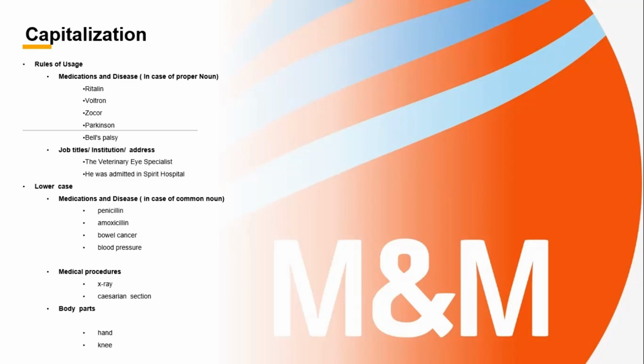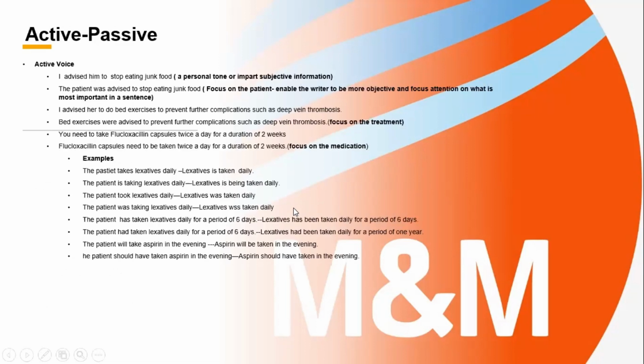Job titles will be written with a capital letter. Even the hospital address and hospital name should be written with a capital letter, right? So these are a few examples that have been discussed in front of you. Medical procedures should be written in lowercase, body parts lowercase, days Monday, Tuesday, Wednesday uppercase, for example. Special days such as Christmas Day are uppercase, and the months and years should be written in lowercase, right? Anyhow, these are a few examples.